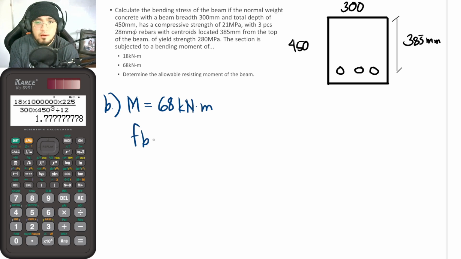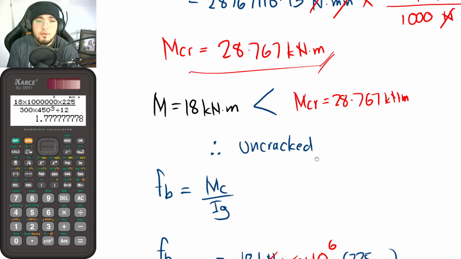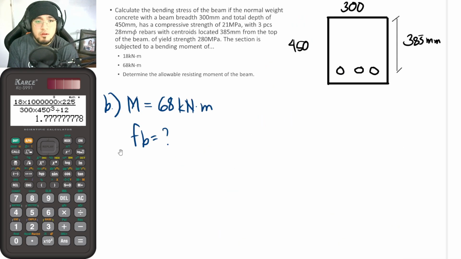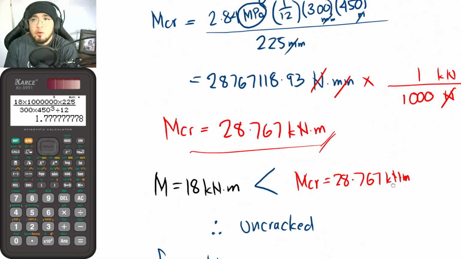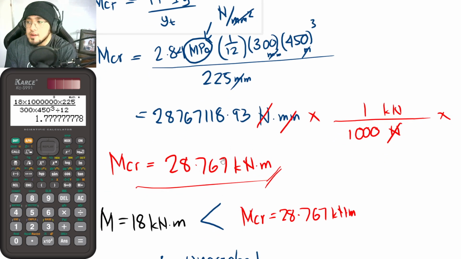So let us now solve for the bending stress. Okay, so how can we do that? From the previous video, what we did was that we solved for the cracking moment first. Then we compared it with the actual moment to see if it would crack or not. I would not resolve for the cracking moment here since we are still making use of the same section as last time. So once again, the cracking moment is equal to 28.767, as per solved for in the last video.